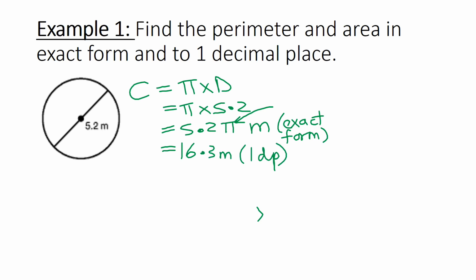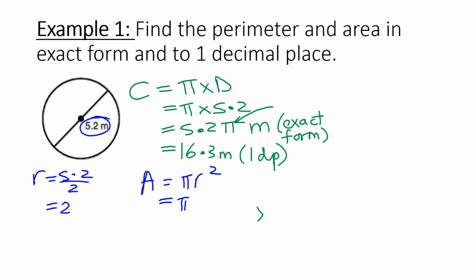We can now go and find the area, and for that we'll use the formula pi r squared. And we need to know that if that's the diameter, the radius will be that quantity divided by 2, which is 2.6. So we're going to times by 2.6 squared. So be careful not to use the diameter if you're supposed to be using the radius.